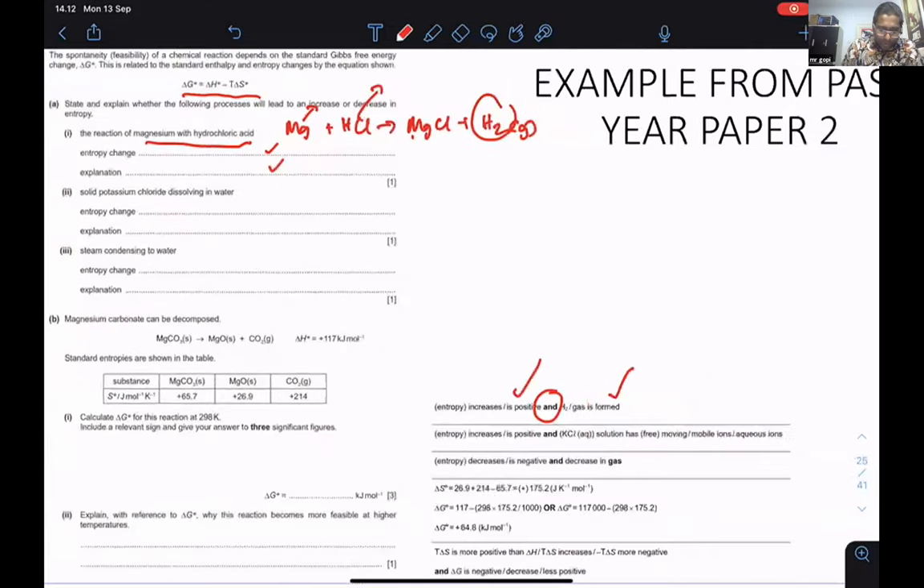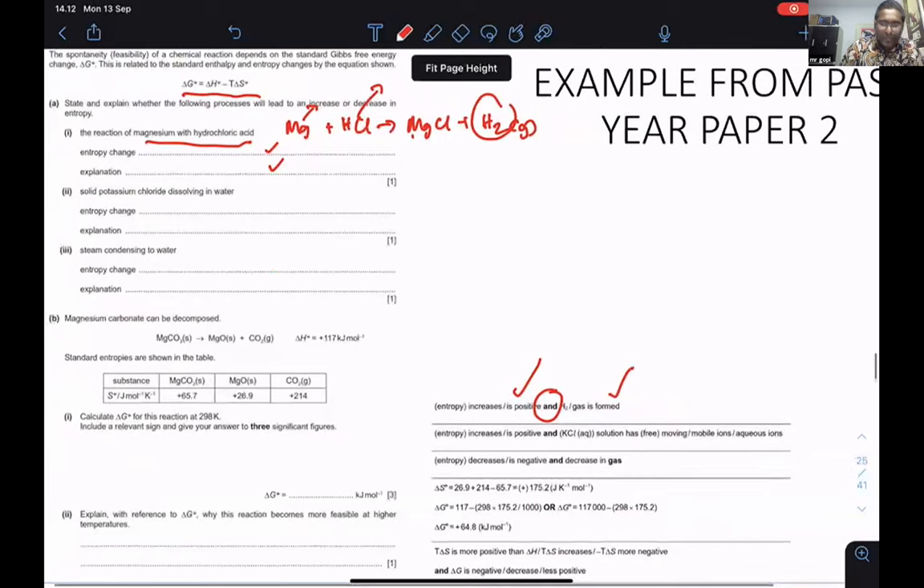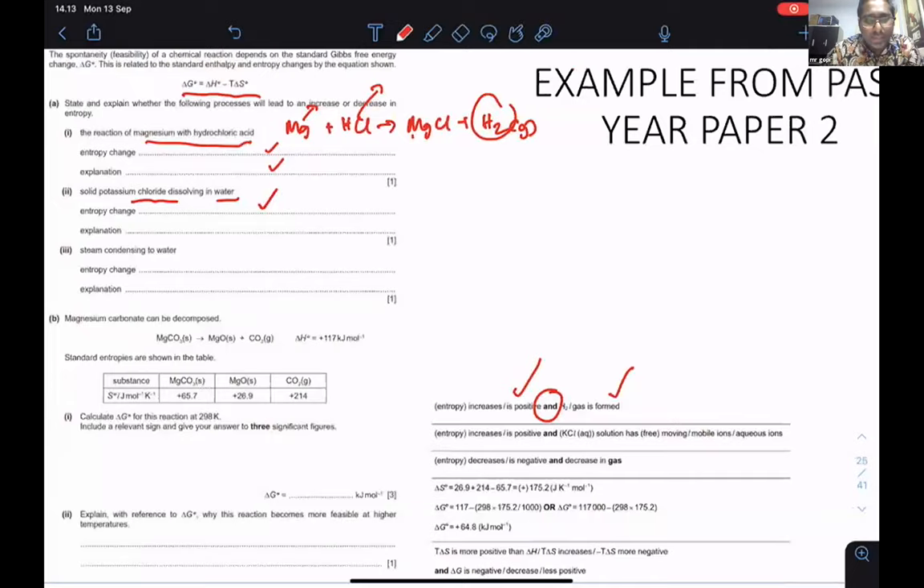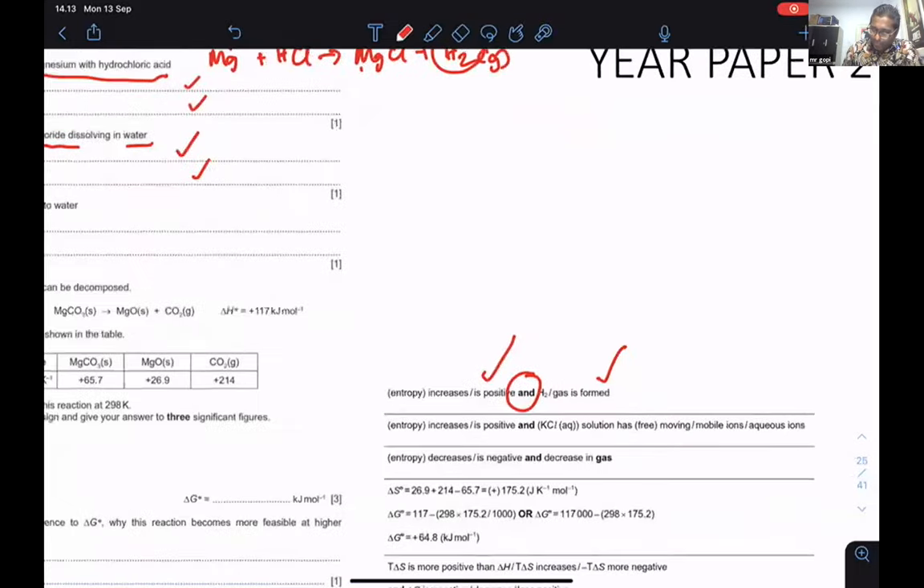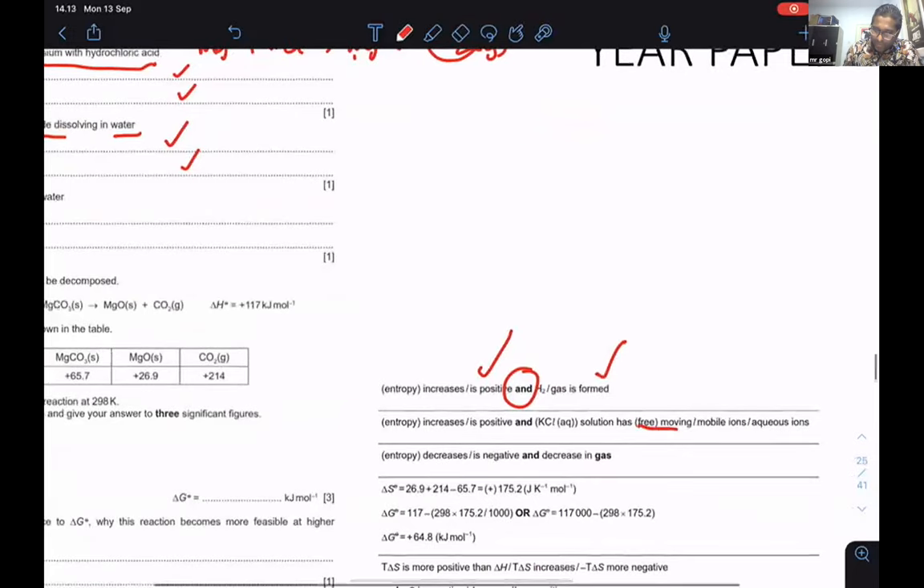And if you have solid potassium chloride dissolving in water, something that is powder, when it dissolves, it becomes aqueous. So what does it mean? The entropy is, of course, going to become positive. It's going to be more disordered, because they are going to change into free-moving aqueous ions. You must mention that.